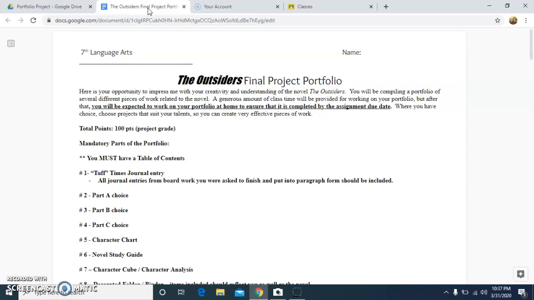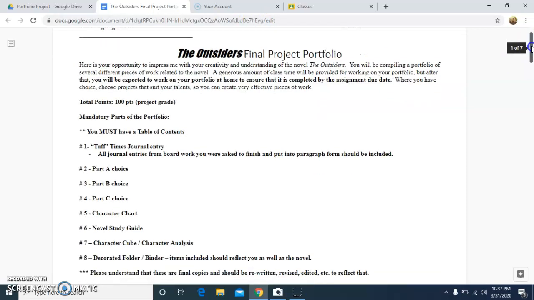Okay, this is a 100-point project grade, so this is a major grade for the fourth quarter. It is, again, something that is sort of a comprehensive assignment that allows you to showcase everything that you've learned and everything that you've been able to do during the course of the year. Okay, there are some mandatory parts of the portfolio, so what you're going to see here is that everything is listed, right?